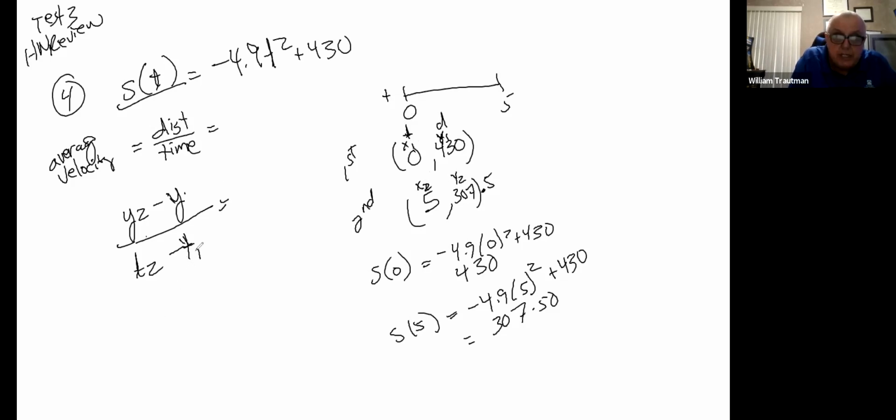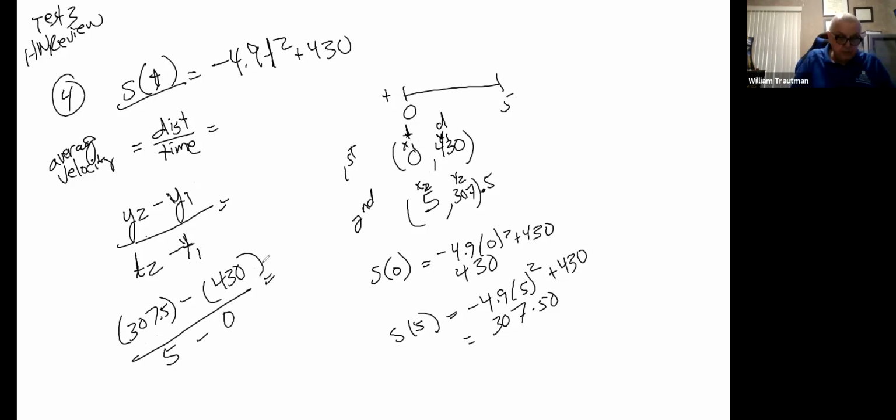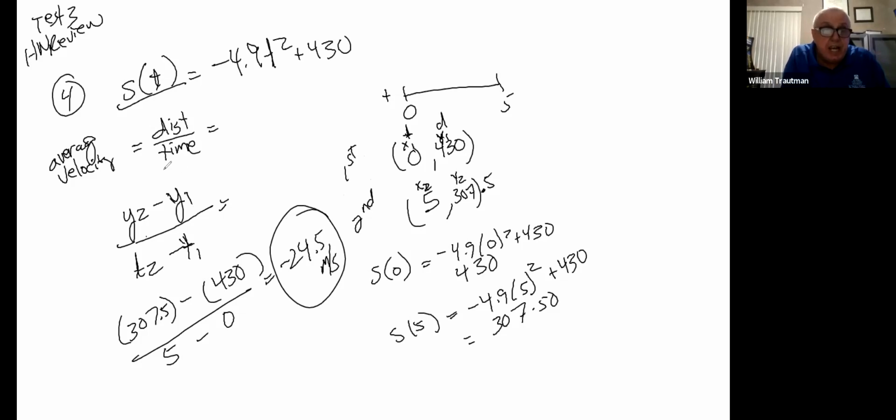So y2 is 307.5, y1 is 430, divided by 5 seconds minus 0 seconds. So 307.5 minus 430, hit enter and divide that by 5. I get negative 24.5 meters per second. We're using the unit. So that's the velocity. That's the average velocity, negative 24.5.